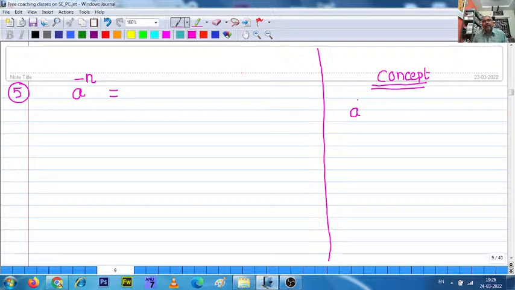We know that a to the power of m upon a to the power of n equals a to the power of m minus n.